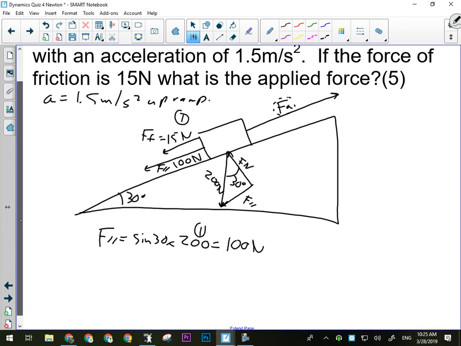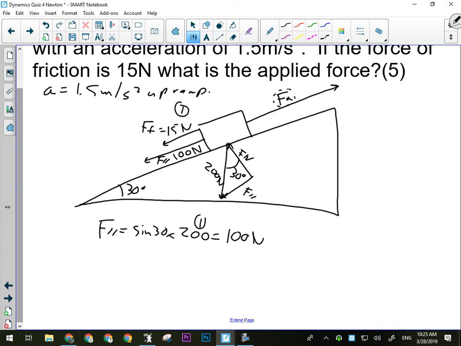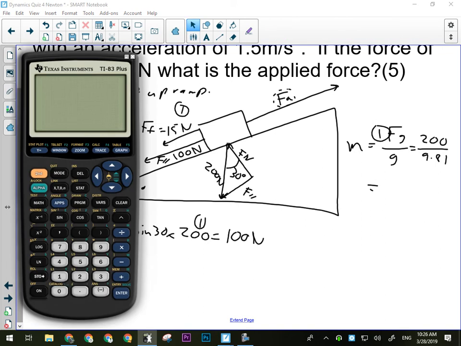Now, what can I calculate right now? I need to calculate something right now. What is it? Mass. Without mass, I can't calculate the net force. So I'm going to calculate the mass. Mass is going to be the force of gravity, 200 newtons, divided by G, 9.81. So 200 divided by 9.81. They can have a mark for that step. So we got 20.387 kilograms.